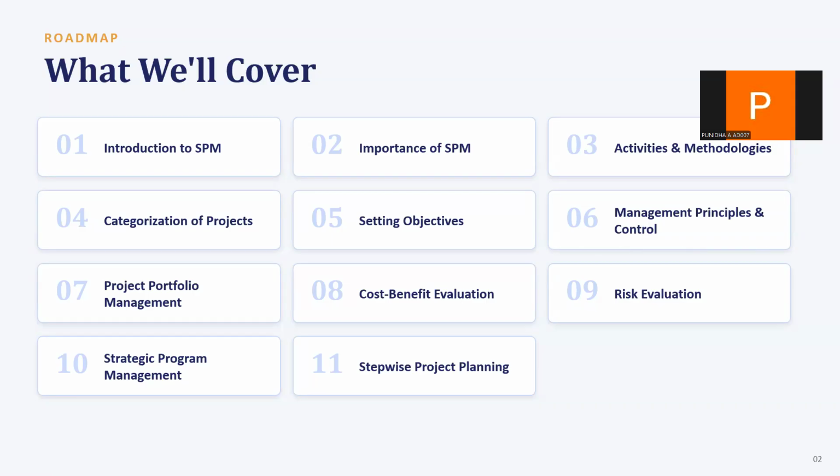Here is a quick roadmap. We'll go through 11 areas: introduction to SPM, its importance, core activities and methodologies, categorization of projects, setting objectives, management principles and control, portfolio management, cost benefit evaluation, risk evaluation, strategic program management, and step-wise project planning. By the end, you will be able to connect all of these into one big picture.